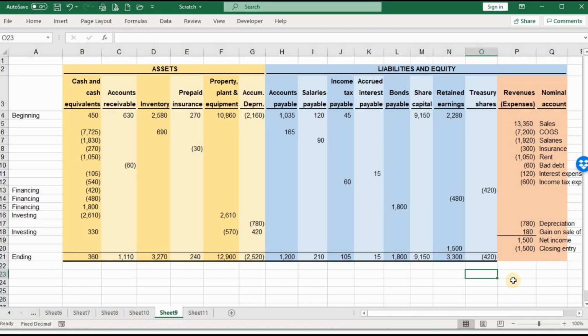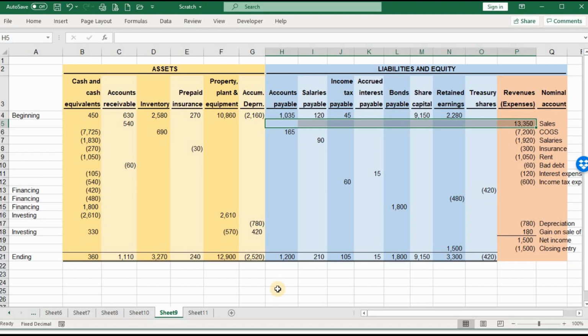For the sales account, the related account is the accounts receivable. So the accounts receivable has a beginning balance of 630 and an ending balance of 1,110. And we recorded a bad debt write-off of 60 pesos. So this means that 1,110 less 630, then add 60 pesos, there must be an increase of 540 pesos under the accounts receivable column. Again, we need to maintain the equality of the equation.